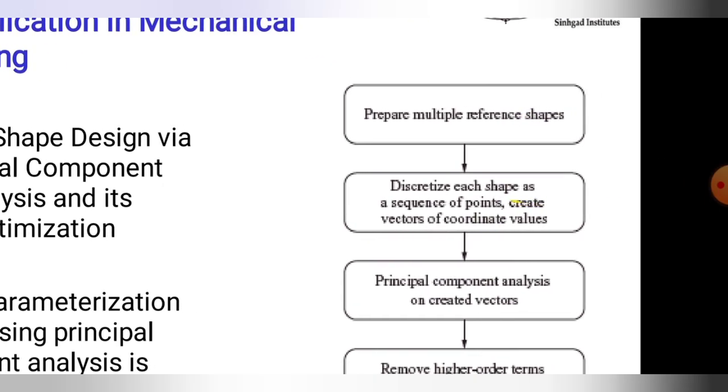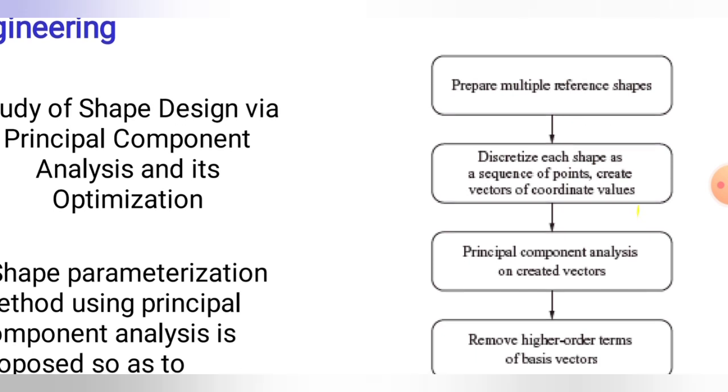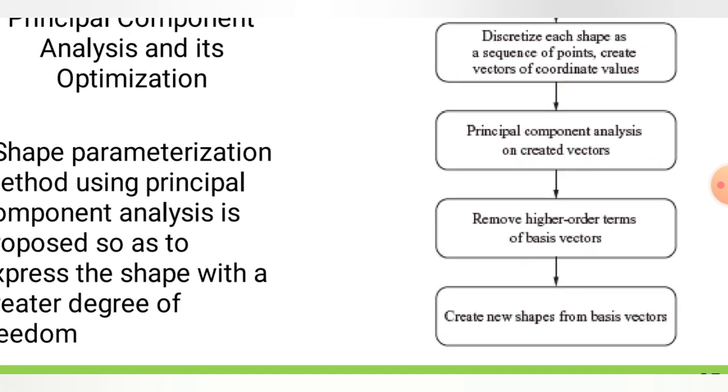This is the general flowchart. We'll come here. The first step is to prepare multiple reference shapes. The next one is to discretize the shape as a sequence of points, create vector coordinate values, and then apply principal component analysis on the created vectors. Then the next step is to remove higher order terms of basis vectors. And the last one is to create new shapes from basis vectors.